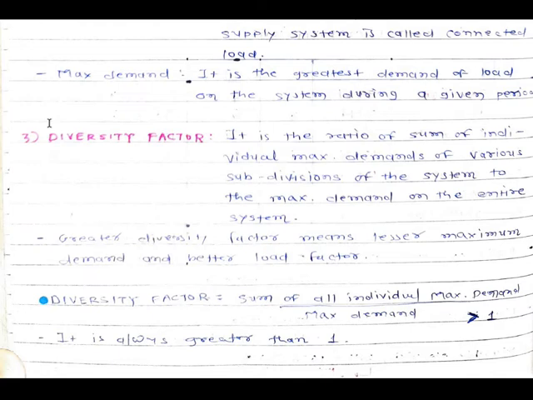Greater diversity factor means lesser maximum demand and better load factor. So as the diversity factor increases, the maximum demand is lesser, and due to this lesser maximum demand, the load factor will be improved. Now diversity factor is equal to the sum of all individual maximum demands divided by the maximum demand. So the value of the diversity factor is always greater than 1.